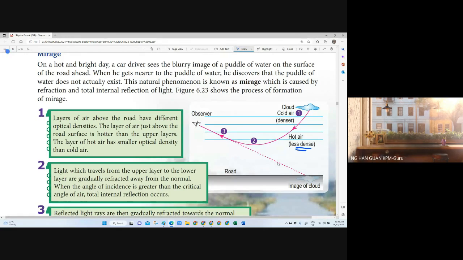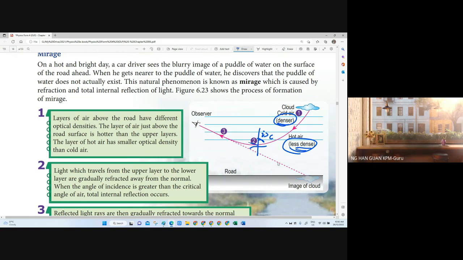Okay, cool air is denser. So it means that the light is traveling, let's say the light to deflect the image of the cloud into our eyes. So the incident ray is from the denser towards the less dense medium. So that's why it is always deflected away from the normal, until the moment this angle is more than the critical angle.